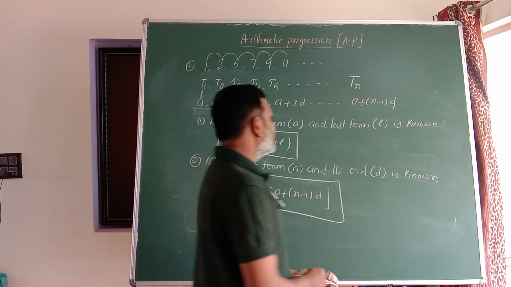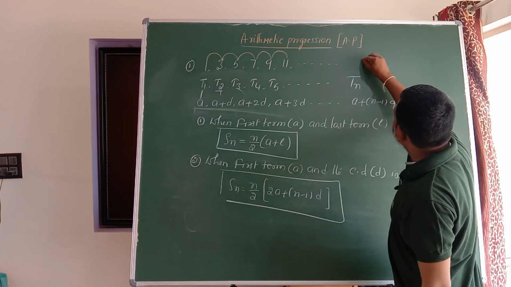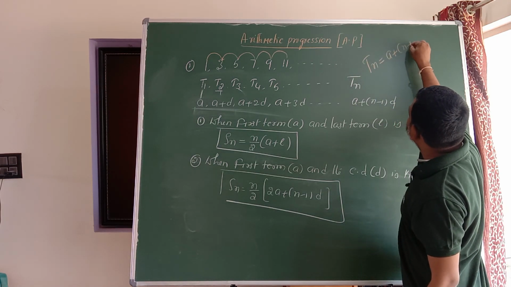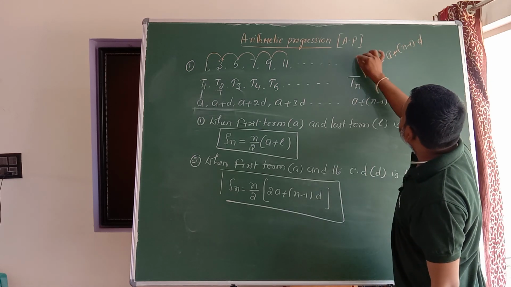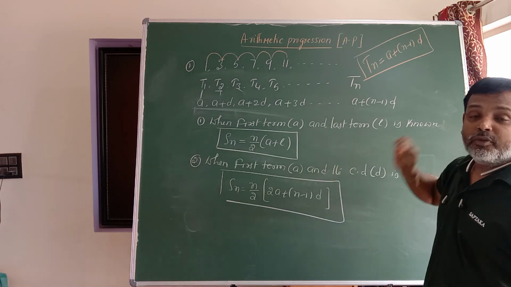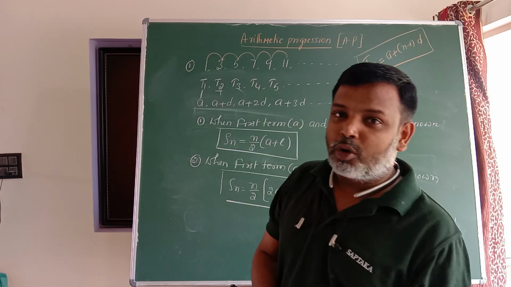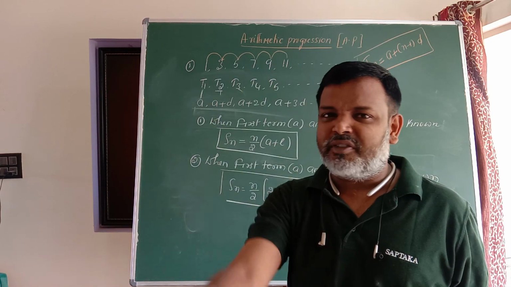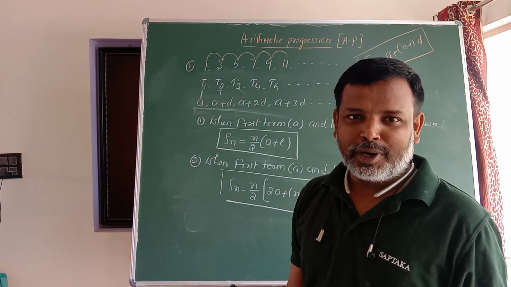And I can write the general formula, Tn. Tn is given by A plus n minus 1 into D. So this formula is used to find out any term of an arithmetic progression. To find out any term of an arithmetic progression, I already said that you need the first term and the common difference. That's all. Got my point?